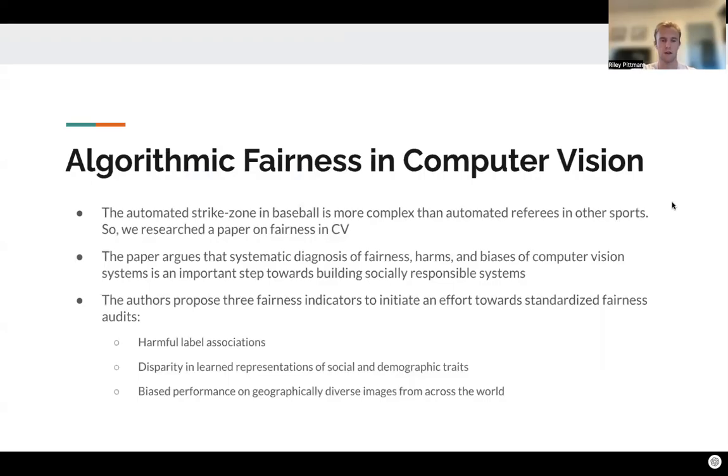For our related work, we looked into a paper called Fairness Indicators for Systematic Assessments of Visual Feature Extractors. A little bit long, but the paper argues that a systematic diagnosis of fairness, harms, and biases of computer vision systems is really important, and it's an important step for building responsible systems. The authors proposed three fairness indicators. The first is harmful label associations, which measures the extent to which classification algorithms create harmful or biased label associations. The second is disparity in learned representations of social and demographic traits, which looks at the effectiveness of a visual system in recognizing and distinguishing attributes of images. The third is biased performance on geographically diverse images, which assesses the object recognition accuracy of visual systems.